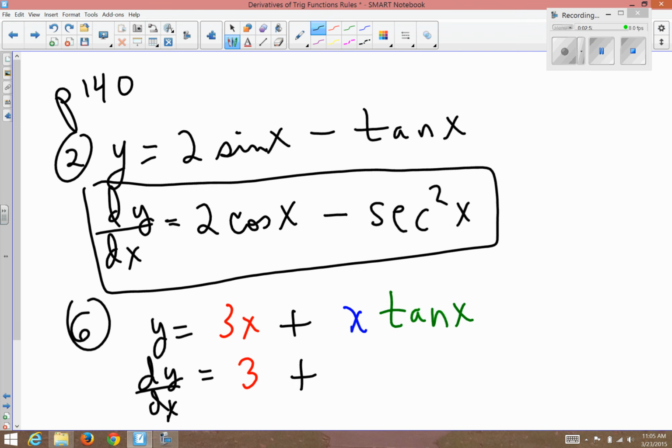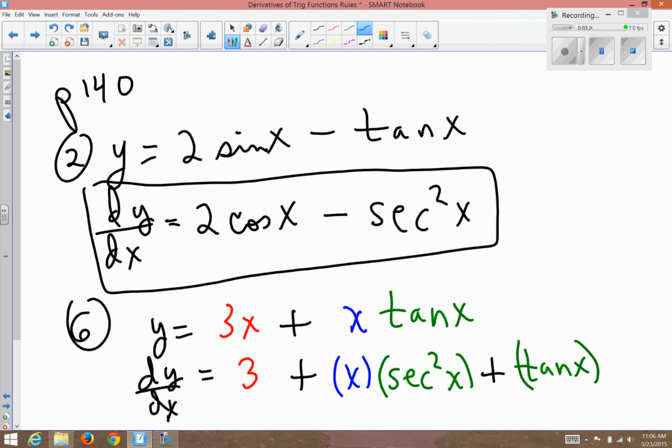The derivative of a product is always the first times the derivative of the second plus the second times the derivative of the first. So I'll repeat, the derivative of x tan x is the first times the derivative of the second plus the second times the derivative of the first. And this is the answer.